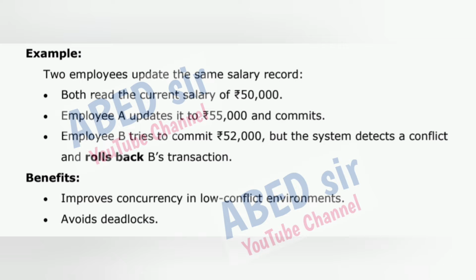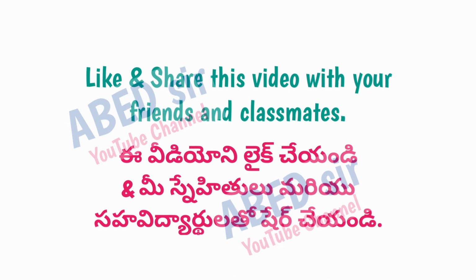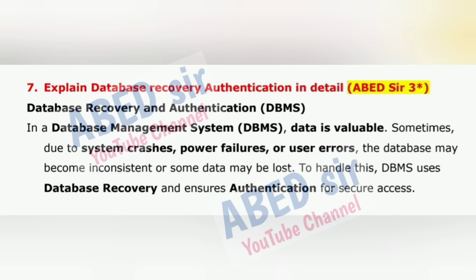Benefits: improves concurrency in low-conflict environments. Avoids deadlocks. Easy way to remember: MVCC is equal to multiple versions, everyone sees their own snapshot. OCC is equal to optimistic trust, then check at the end. These methods ensure database consistency, efficiency, and high performance even when many users work on the system simultaneously. Next important long question is 7.